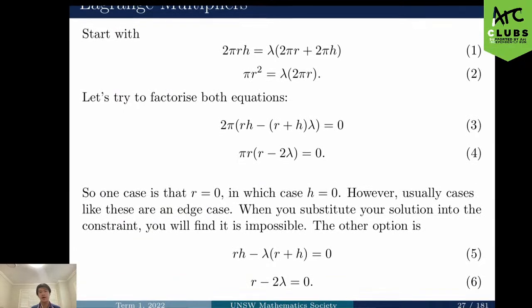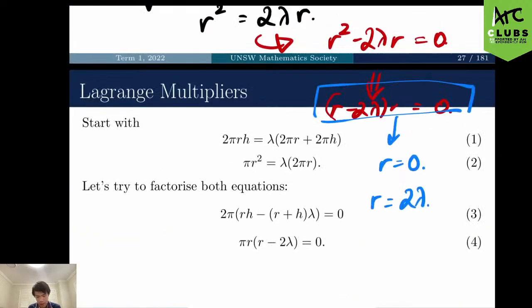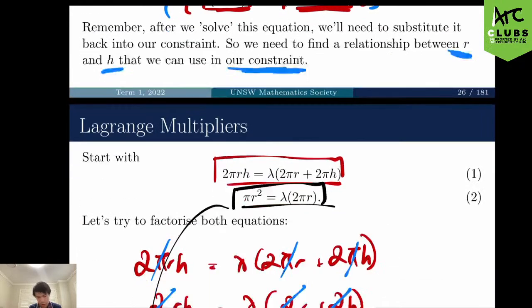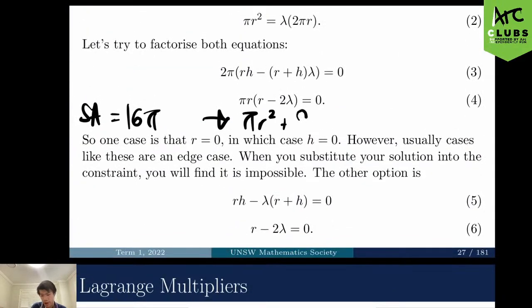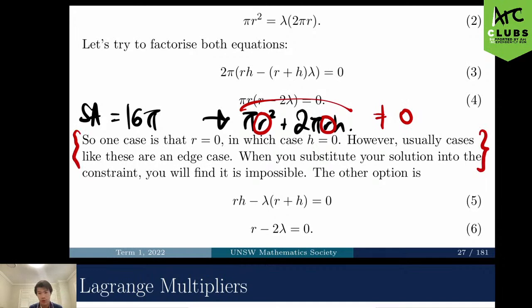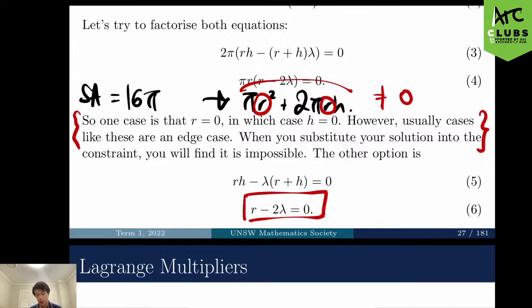So yeah, you'll find with Lagrange multipliers, these kinds of edge cases where things are equal to 0, they're usually impossible. Because if r is equal to 0, what's our constraint? Our constraint is SA equals 16 pi. Well, the formula for SA is pi r squared plus 2 pi r h. That's not possible to be equal to 16 pi if r is 0, because then all this disappears. So we can just ignore it. Or you should write out that we can ignore it because it's impossible. And we know that the other one has to be true. r has to be equal to 2 lambda.